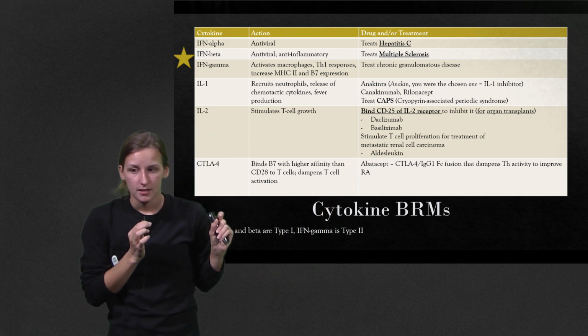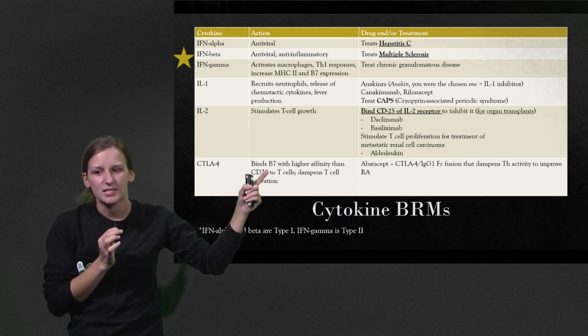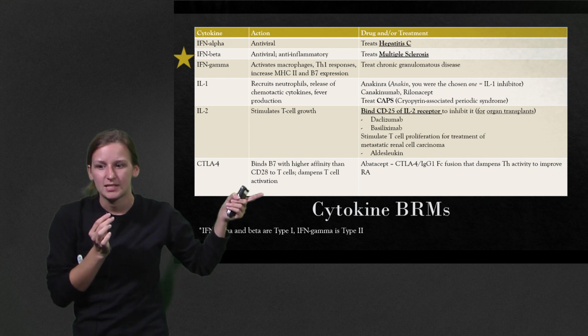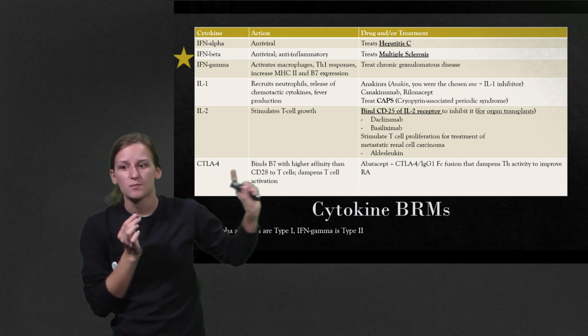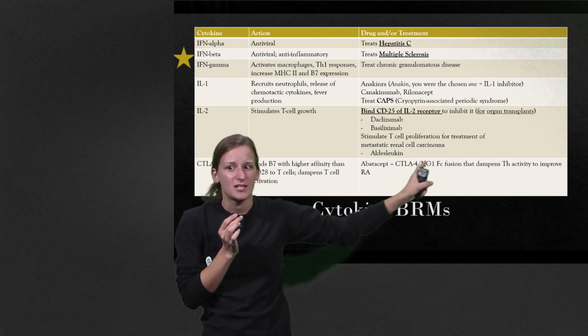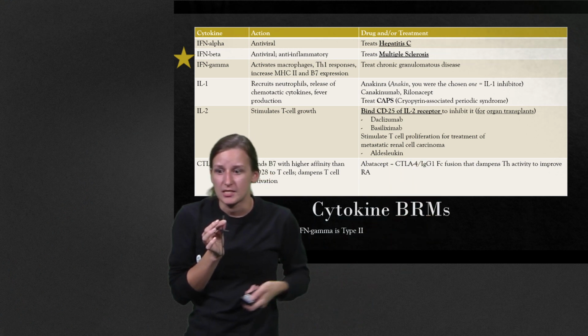And then just for completion, CTLA-4 binds with B7 with higher affinity than CD28 on T cells. Therefore, it's going to dampen T cell activation. So if you want to dampen the T cell response further, you create a CTLA-4 bound to an antibody, and then you can dampen the response even more.